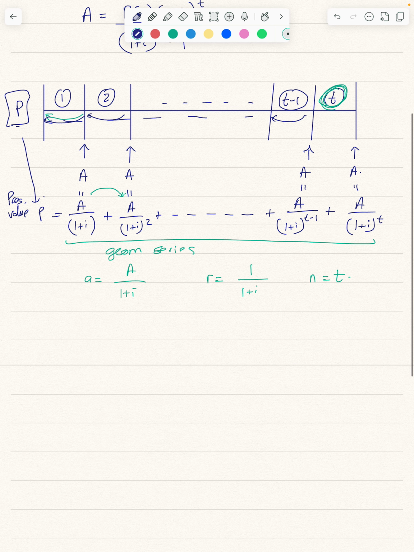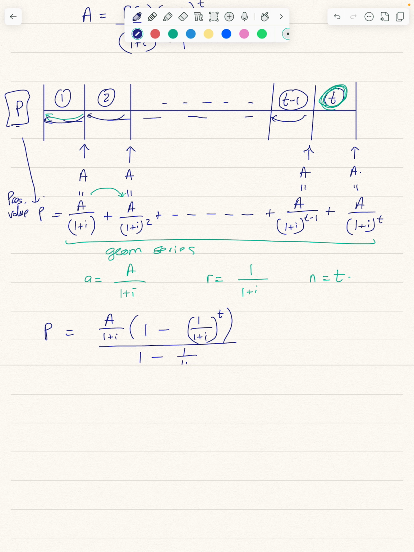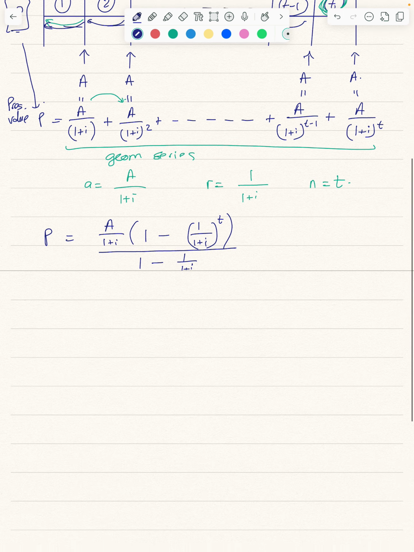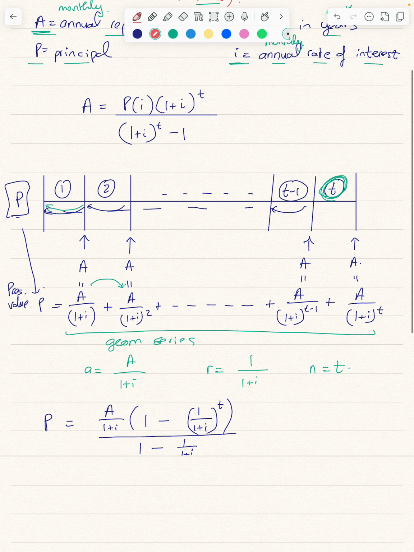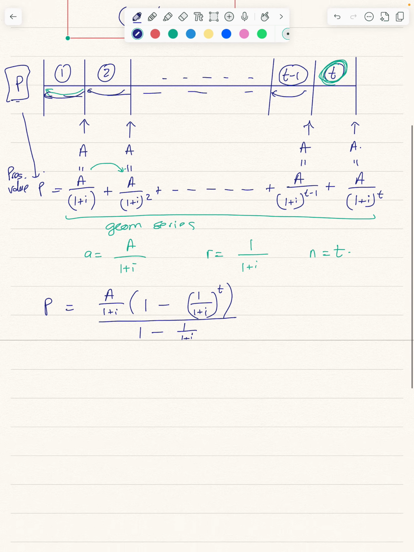So P should equal the sum of a geometric series, which is the first term A over 1 plus I times 1 minus r to the power of the number of terms, which is t in this instance, all over 1 minus r, 1 over 1 plus I. And then it's a case of manipulating the formula. Notice in the formula given in the log tables, you have A on its own on one side. So we want to get A on its own.